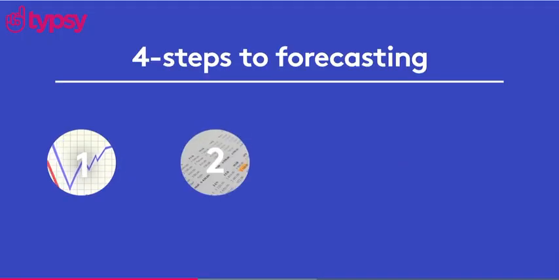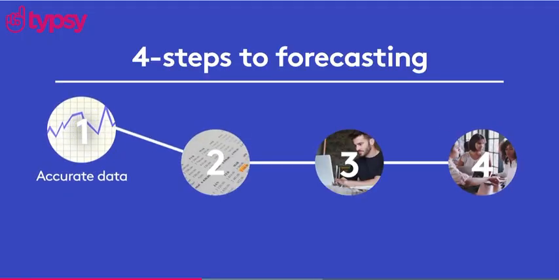And the 4 steps to forecasting are: first, ensure accurate data is available to build your forecast. Rubbish in, rubbish out is a popular accountant speak. It reminds us of the importance of the accuracy in reporting.